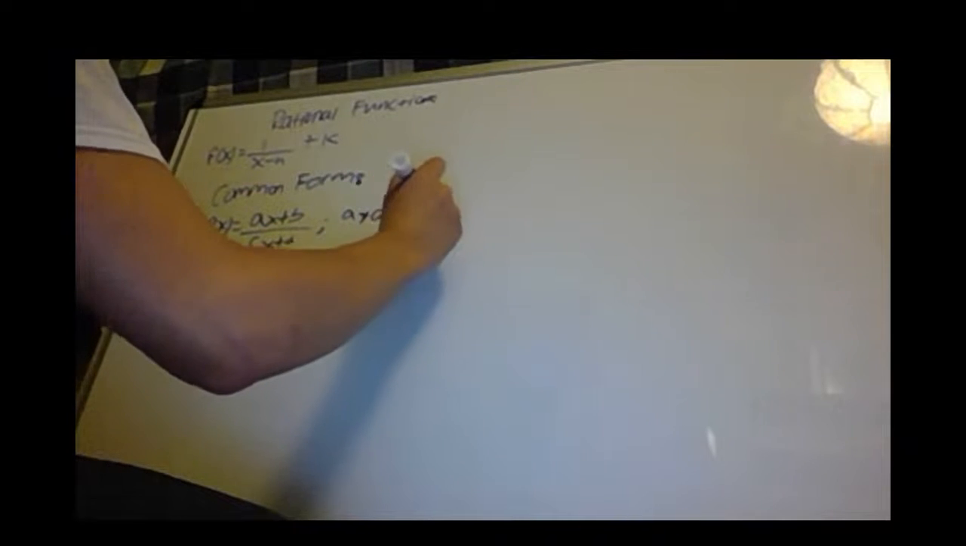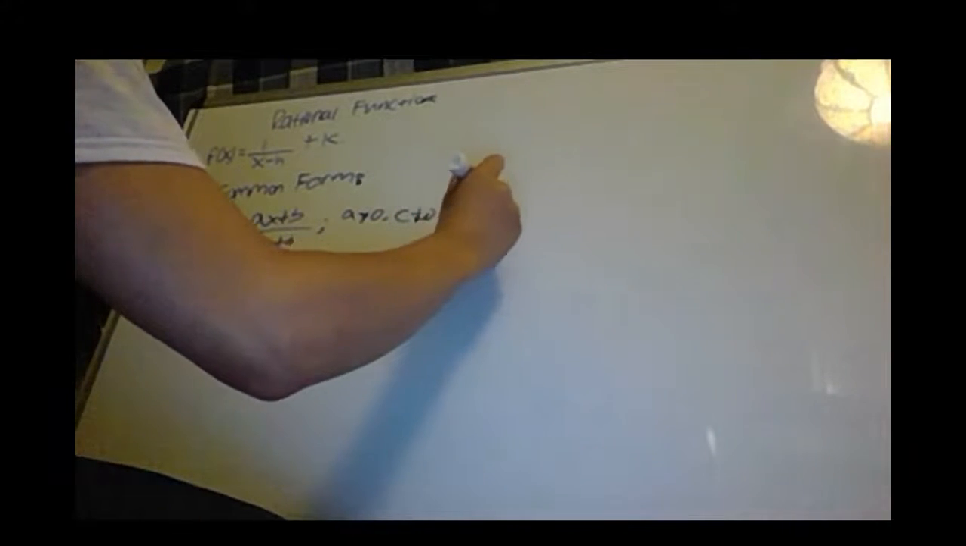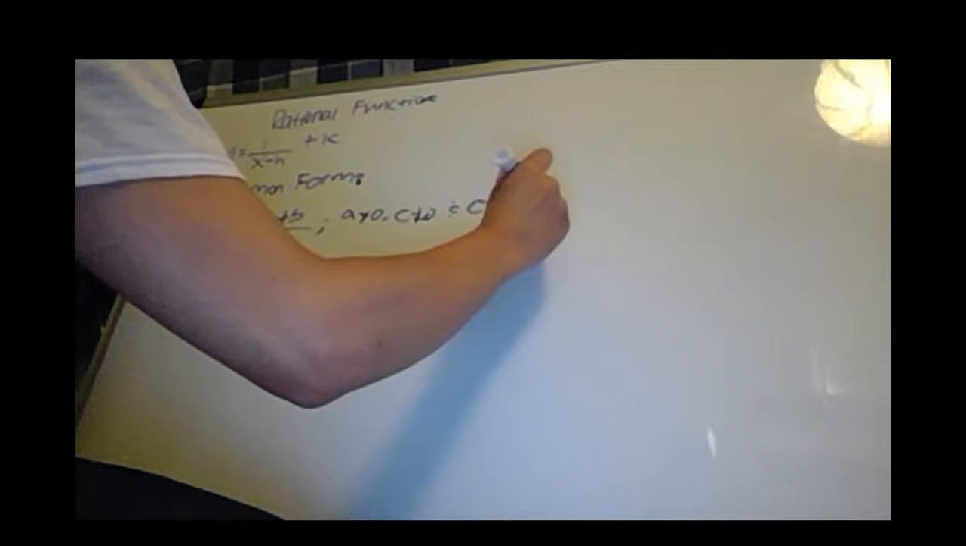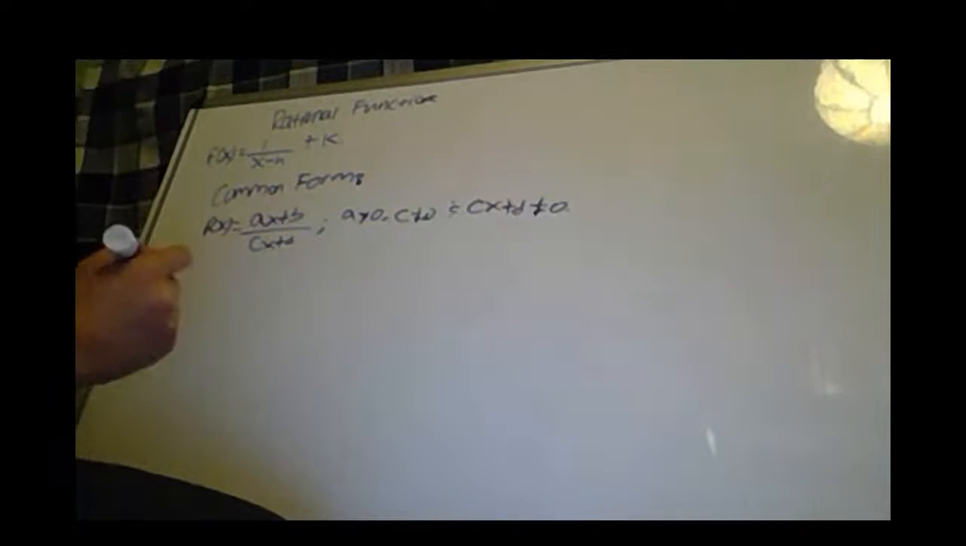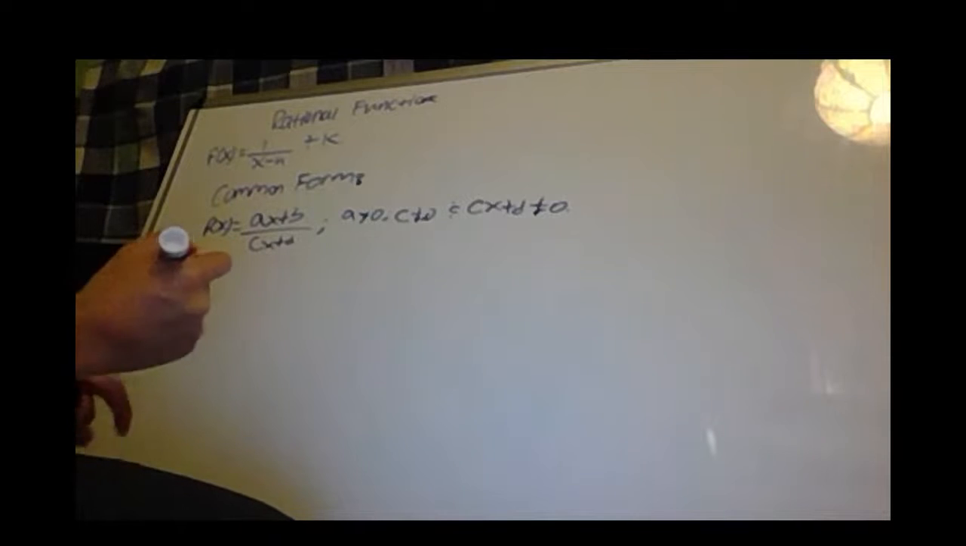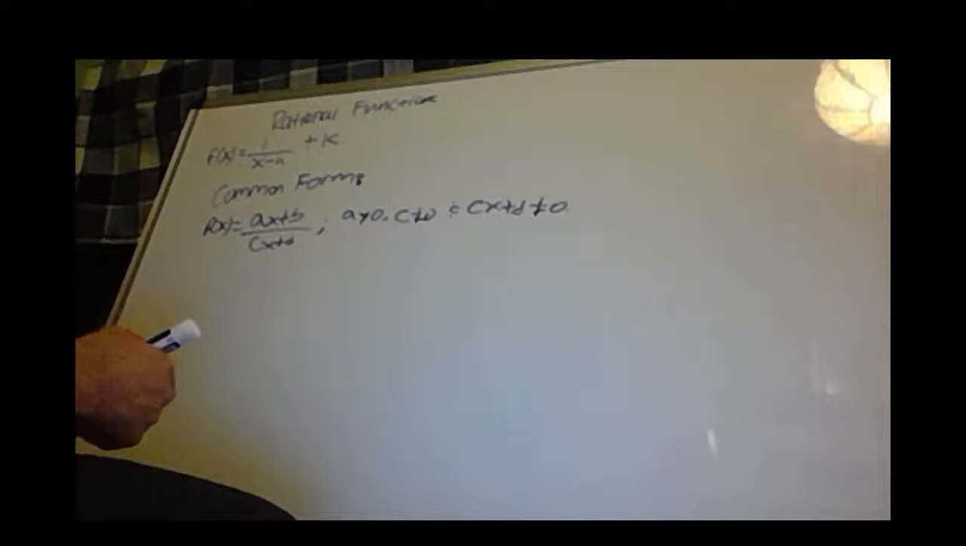Also c does not equal 0, and cx plus d does not equal 0. Okay? That's how it works. That's the common form of a rational function.